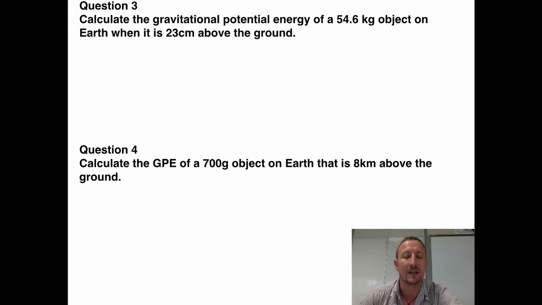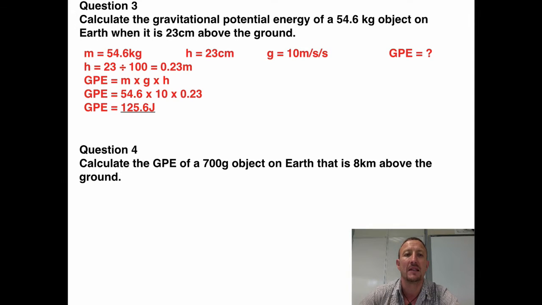Okay, welcome back. So how did you go with the conversions? I hope you noticed them. So in question 3, we're looking at the GPE of an object, 54.6 kilograms, no problem there, and it's 23, now notice it says centimeters above the Earth. Now if you put in meters, then you're going to get the answer wrong. It's centimeters, so we need to convert to meters first.